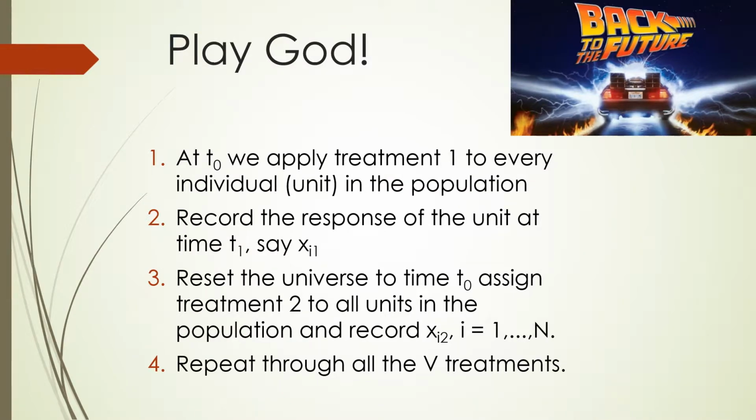In this example, we get to play God. And by playing God, what we mean is that we can apply a treatment to every individual in the population, record the response of that experimental unit at some time t later, and we might record that outcome as xi1, i being the ith individual, 1 being treatment 1. Reset the universe to time 0, in other words, we need a time machine. Assign treatment 2 to all units in the population, and again, record the outcome. And we can repeat that through all of the V different treatments that we might be interested in.